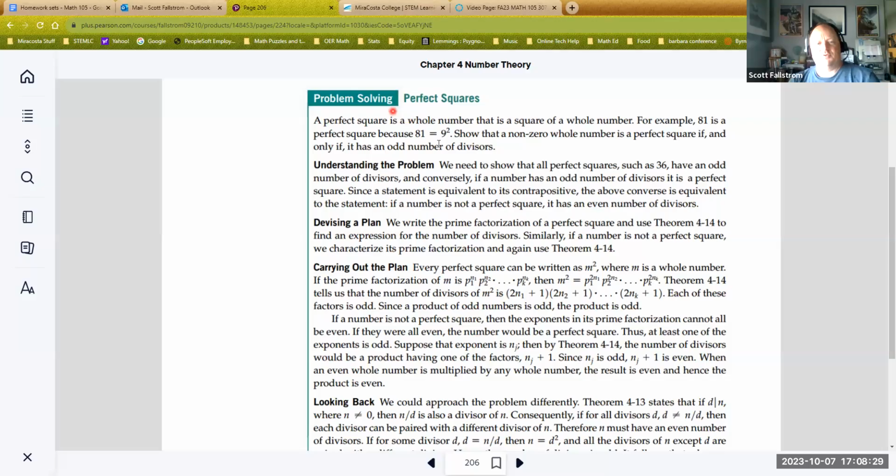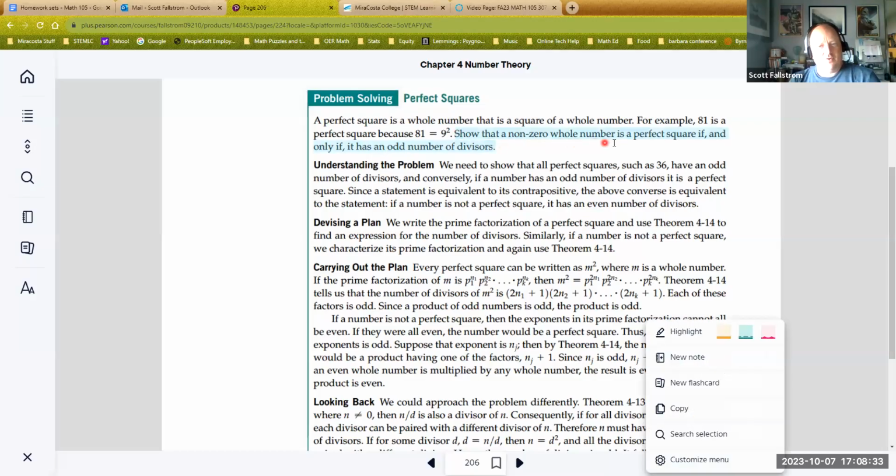Yeah, so this is problem solving about perfect squares. This is a really interesting one. It says, if you have a whole number that is a perfect square, then it has to have an odd number of divisors. And that kind of goes if and only if. So if it has an odd number of divisors, then it has to be a perfect square. And you could actually go back to our table and see that. The odd divisors would be the 3, the 5, the 7. And when you look at 3s, yeah, they were all perfect squares.